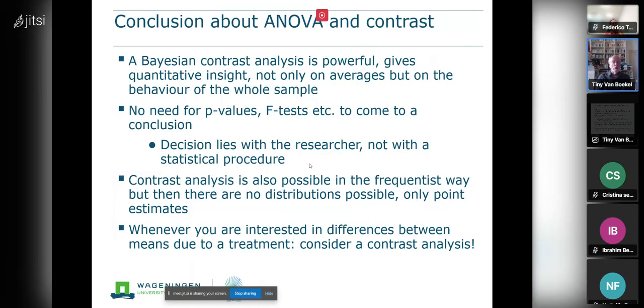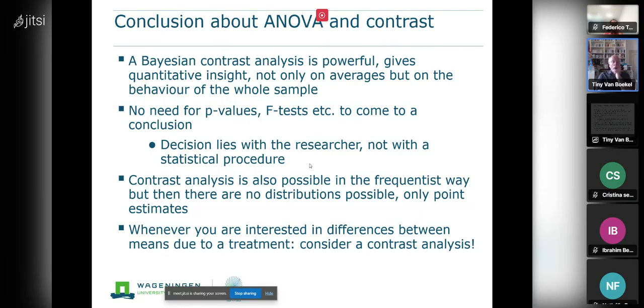You can just show these graphs and tell your audience, okay, I do see a difference here. And whether or not that is significant is up to the researcher to decide. I should say that contrast analysis is also done in the frequentist world, but then there are no distributions possible. You cannot make posterior distributions because that is not possible in the frequentist world. You only get point estimates.